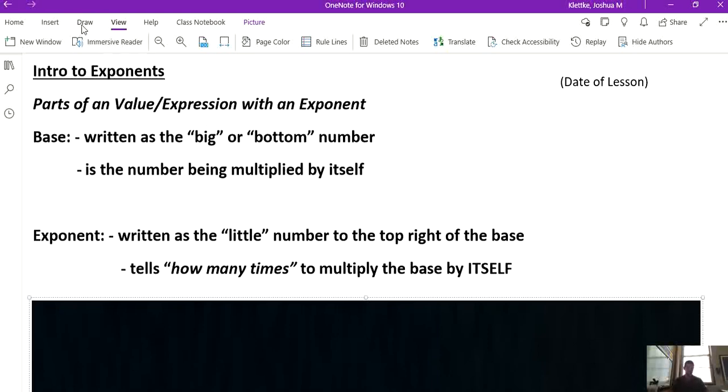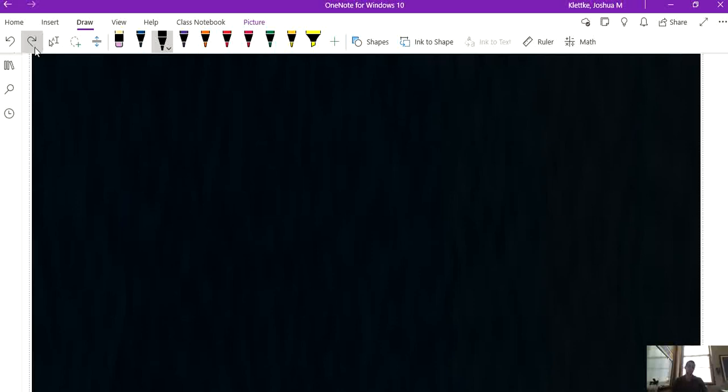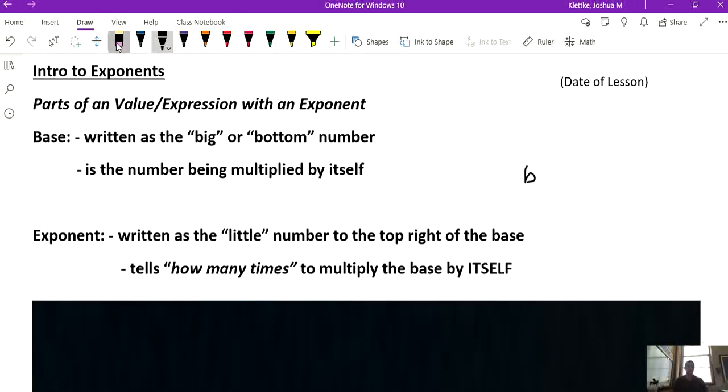So, in your notes, the base looks like it'll be something in this position. The exponent is the little number written to the top right of the base. That's the way they set it up.